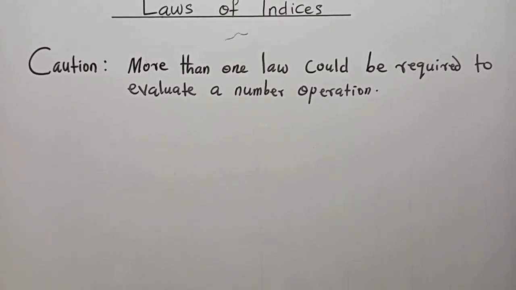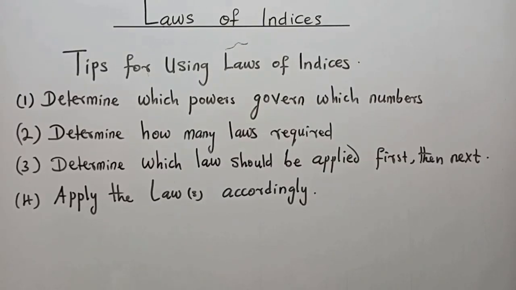What then are the tips for using the laws of indices in carrying out number operations involving numbers in the index forms? Here come the tips, about 4 of them. They can also be called the steps of using the laws of indices to evaluate numbers and number operations involving numbers in index forms. The first one says, determine which powers govern which numbers.